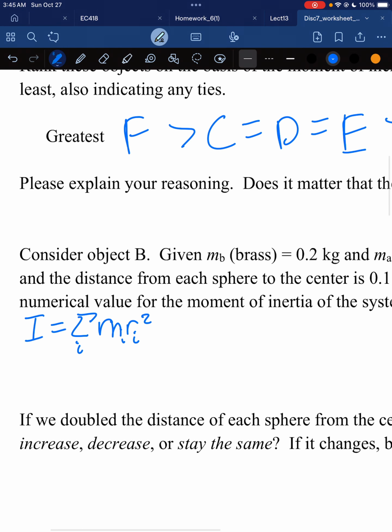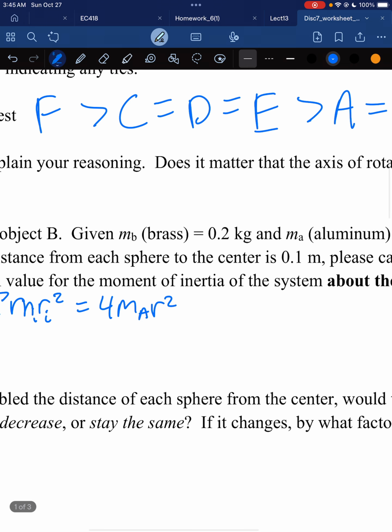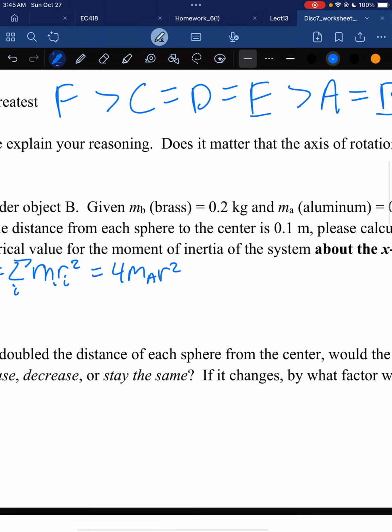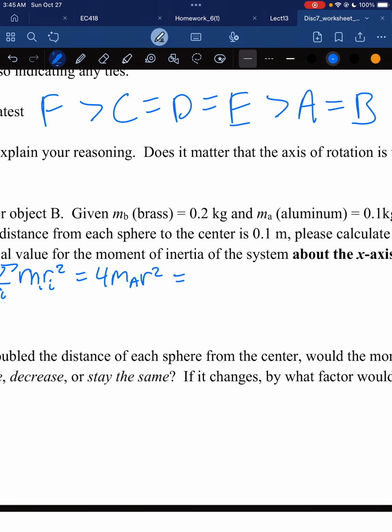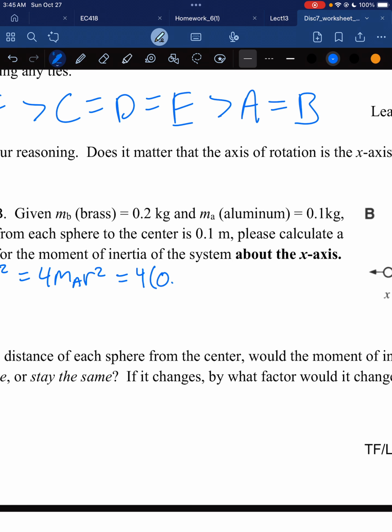So I can just write that our total moment of inertia I is equal to 4 m_A r squared, where m_A is the mass of the aluminum unshaded spheres. So I'm just going to plug in my numbers, and then I'm going to get 4 times 0.1 kilograms times 0.1 meters squared. That's going to give us 4 times 10 to the negative 3 kilograms times meters squared.